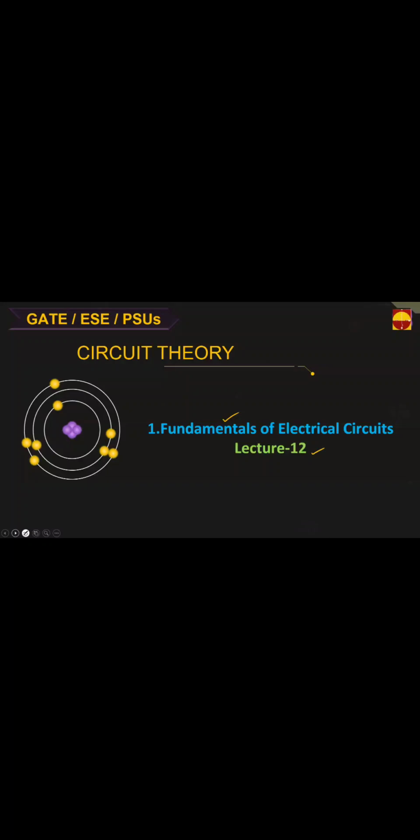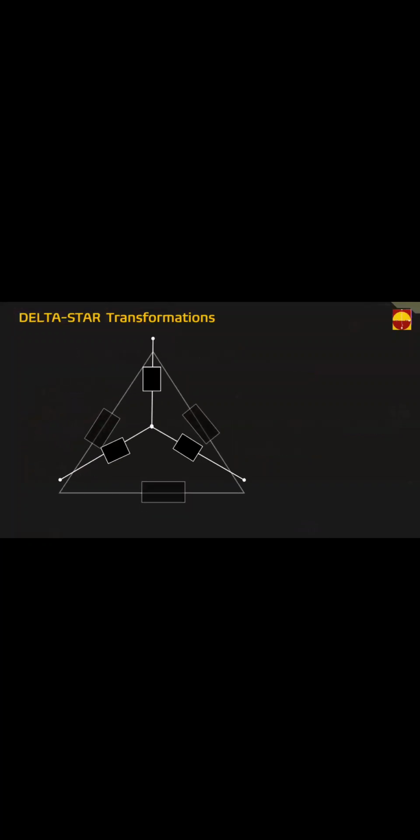About one important concept, that is delta to star conversion and star to delta conversion. After that, you have to see the concept of open circuits and short circuits in series connected networks and parallel connected networks. Then you will solve some practice questions based on star to delta and delta to star conversions. Then we will see some practice questions with respect to connection of the elements.